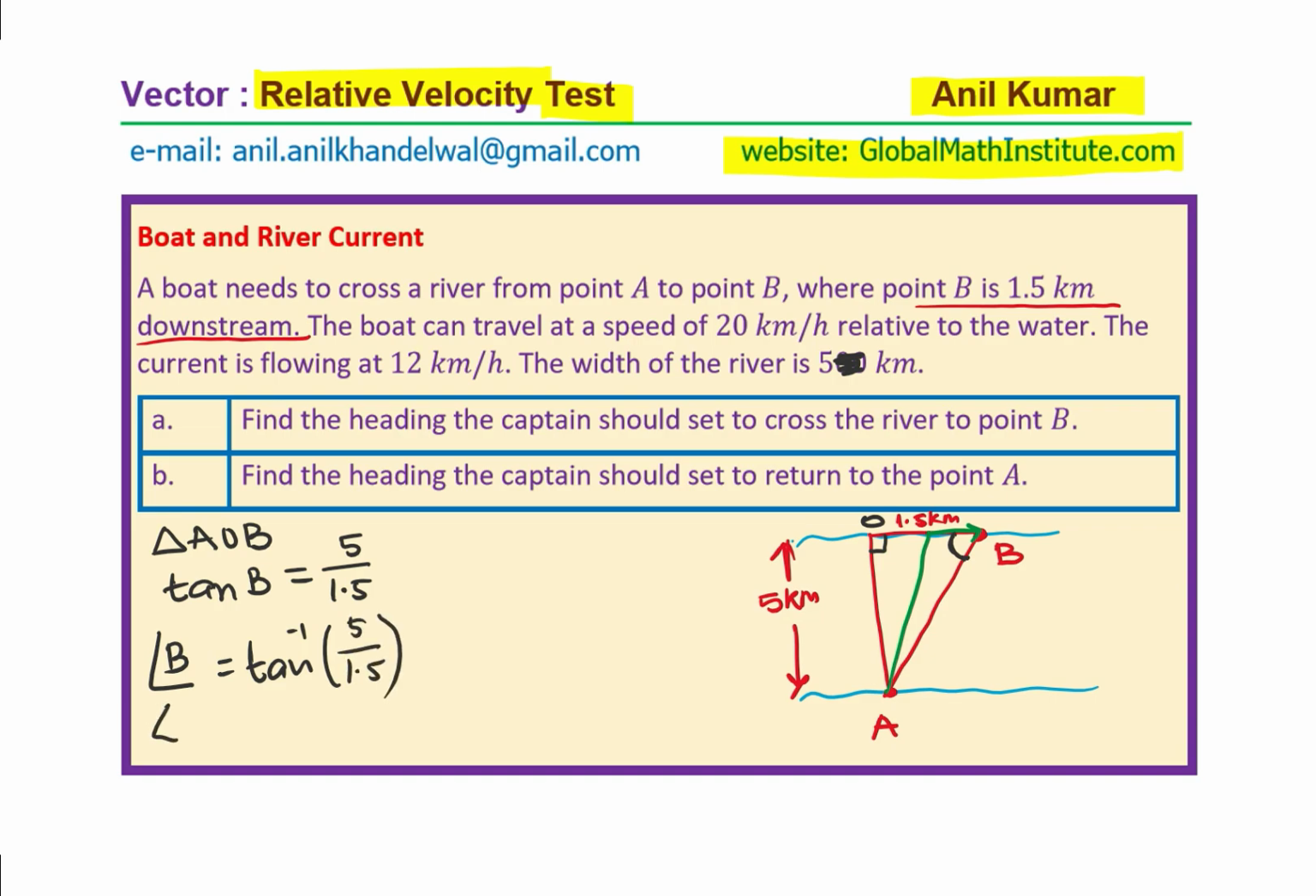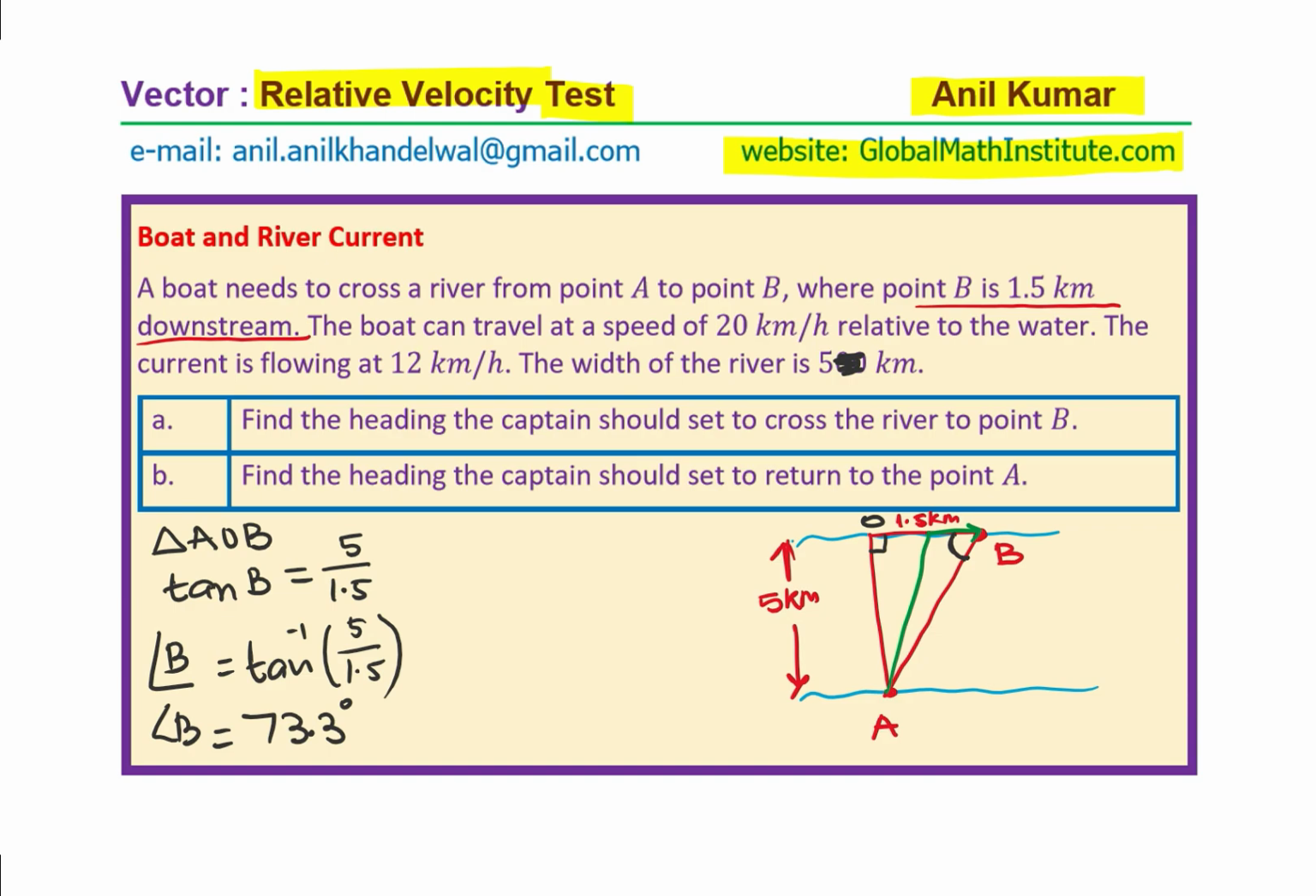So let's find the angle B first. We'll do 5 divided by 1.5. That gives you 3 1 by 3. And then shift tan inverse of the answer, we get 73.3. So we get this angle as 73.3 degrees. So we know this angle is 73.3.